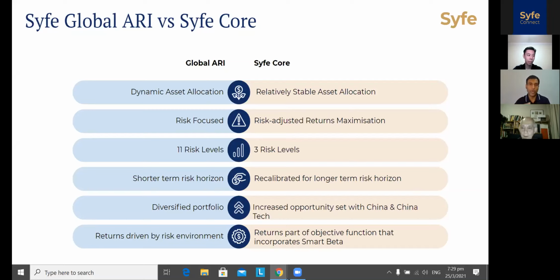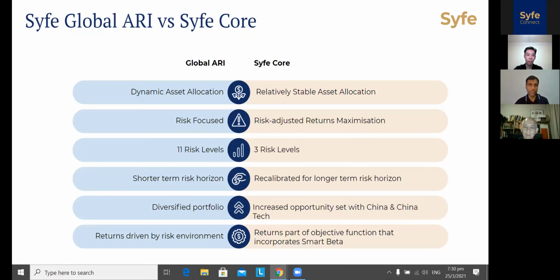So again, the focuses are different. Global portfolio sole focus is on risk. Core portfolios, risk-adjusted return maximization. There are 11 different risk levels because you want to manage your risk in a very minute, detailed manner. Versus in the core portfolio, there are 3 simple risk levels. So a defensive portfolio, balanced portfolio, growth portfolio.